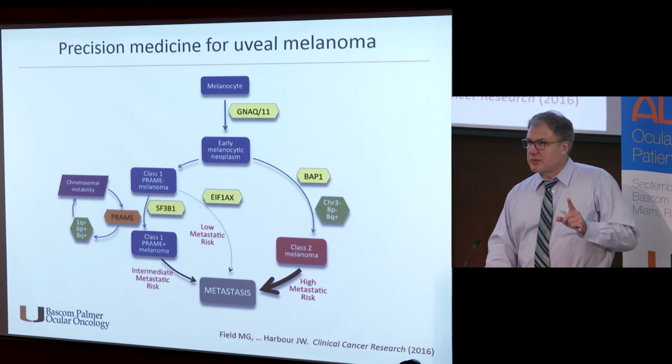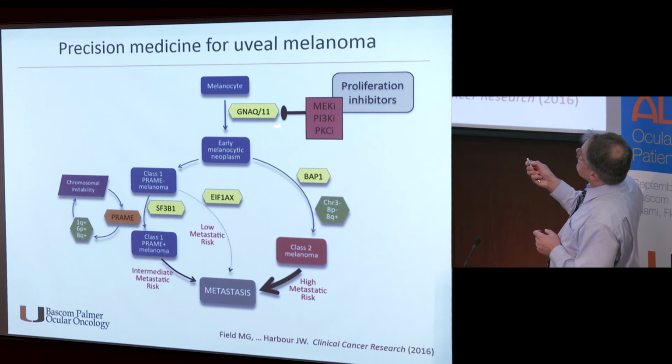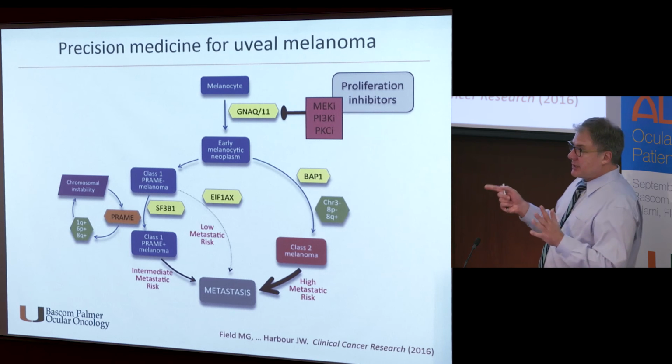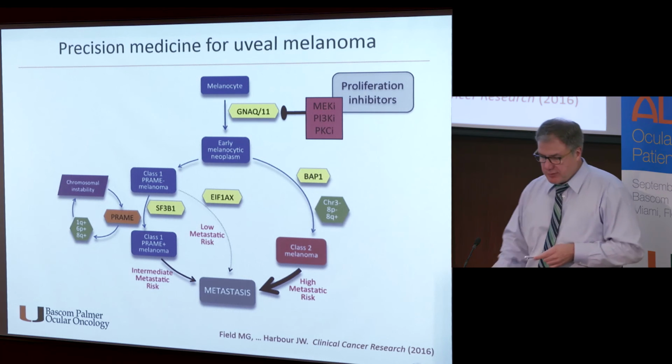So how do we use this for targeted therapy? Well, as I mentioned, we can target the GNAQ, GNA11, not directly but indirectly, with things like PI3 kinase inhibitors, MEK inhibitors, PKC inhibitors. These are basically proliferation inhibitors.